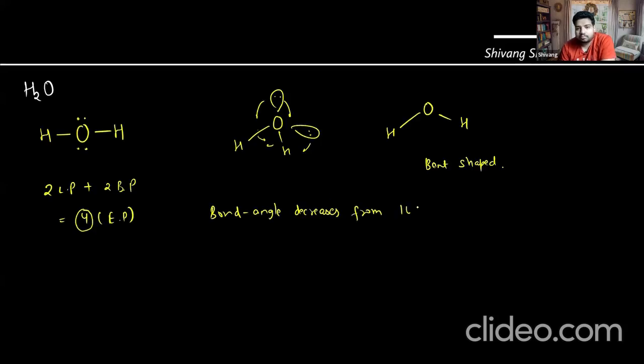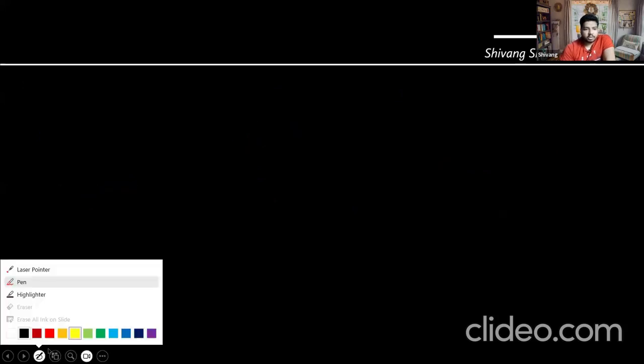from 109.5 degrees to 104 degrees. So 104 or 105, both are fine. So that is what the changes take place. Water, the electron domain geometry is tetrahedral, but the shape is bent shaped. Okay? This is electron domain geometry. It's tetrahedral, but when we decide the shape, we have to exclude the lone pairs, so it will be bent shaped. Okay. Now let's see another example quickly.